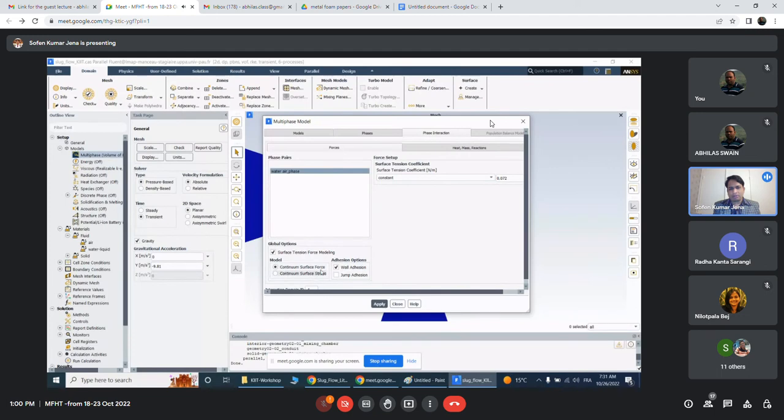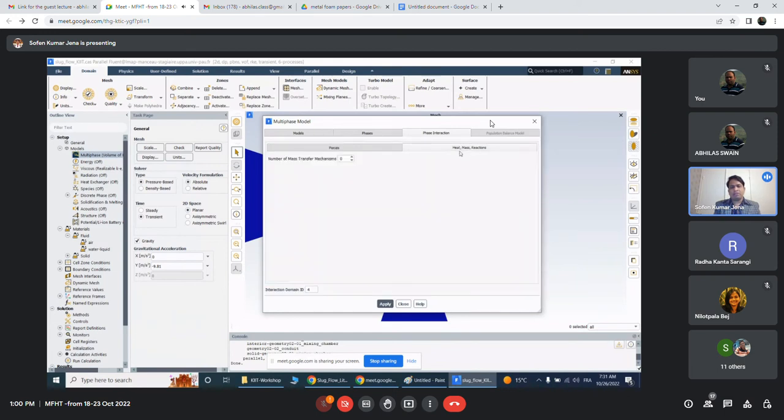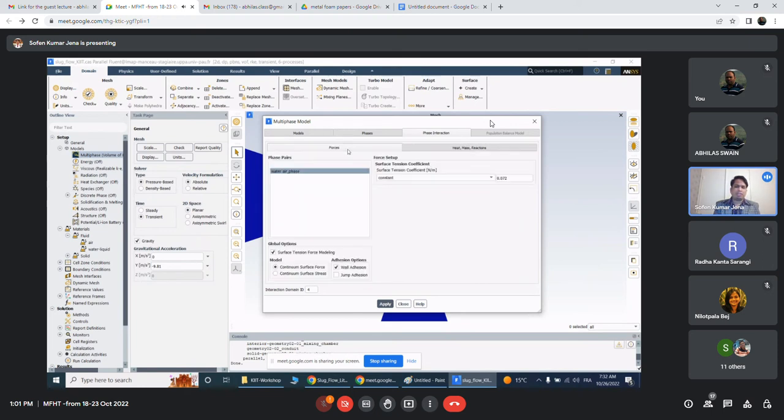select the continuum surface force that converts your line force information to a volumetric force and does the surface tension modeling. If you feel your surface tension is not important, you can switch off the surface tension modeling. If you have any heat and mass transfer associated with the change in phase, you can activate that. In the present current setup, we don't have any heat or mass transfer associated. So that's why, with this multiphase simulation, okay. Apply.